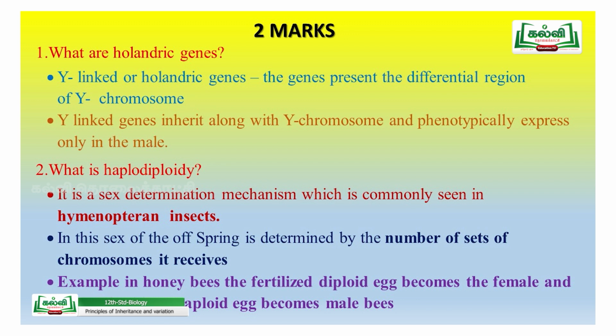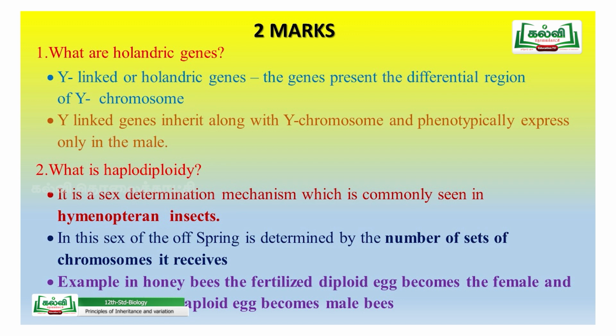Y-linked genes are called Holandric genes. The genes present in the differential region of the Y chromosome, and the Y-linked genes inherit along with the Y chromosome and phenotypically express only in the male. So if you write these 2 points, you will get full marks.